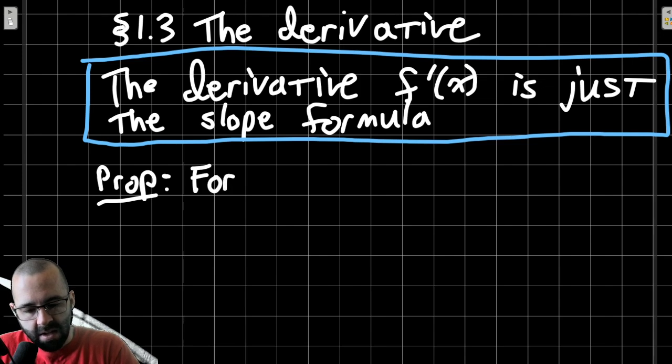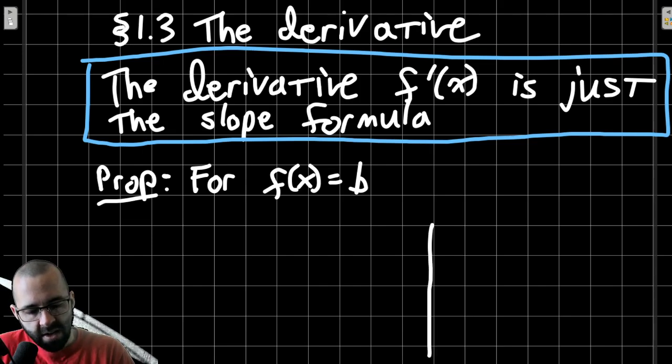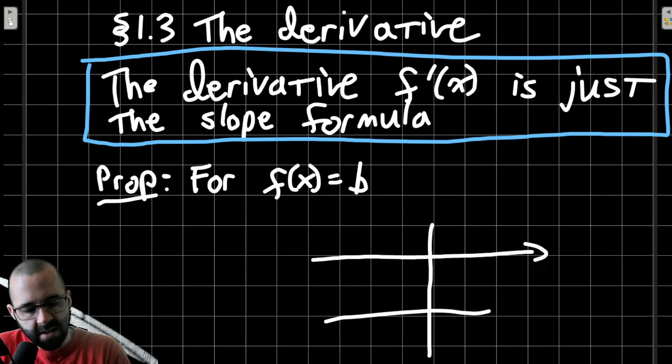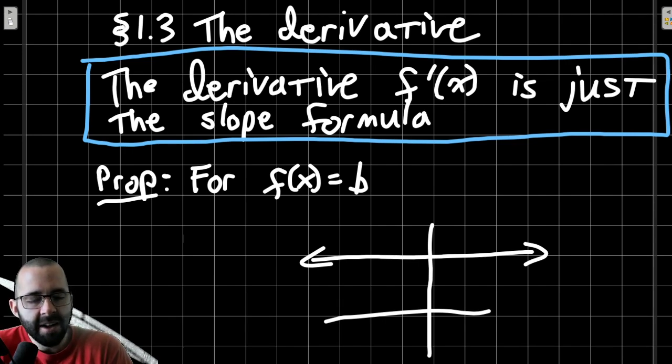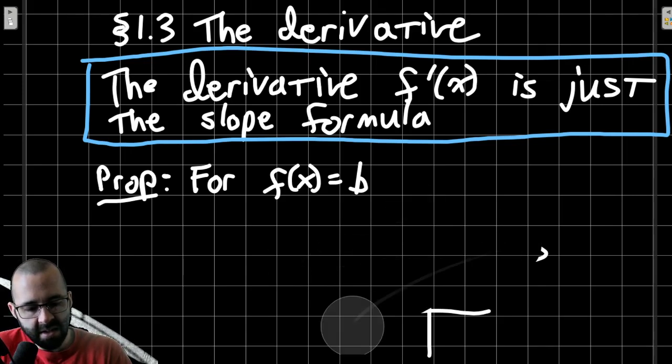So for f of x equals b, this is a constant function, right? We know what constant functions look like. A constant function maybe looks like this. It's a flat function. So we know what the derivative of this is going to be, because the derivative is slope. Any constant function is always flat. What's the slope of a flat function? 0. There is no slope. It's flat. Remember, if you have someone walking along here, they're walking on flat ground. There's no slope. So any constant function like this, the derivative will just be 0.